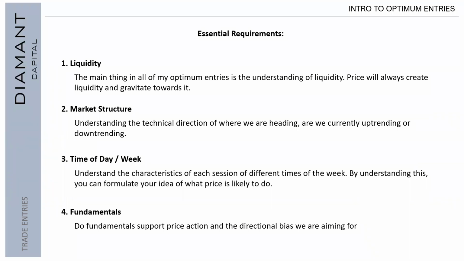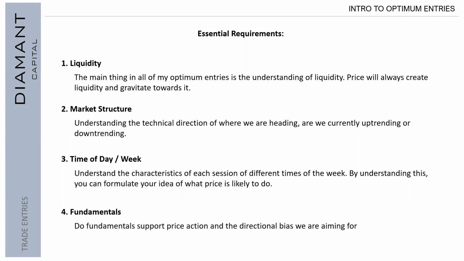Price will always create liquidity and gravitate towards it eventually. So remember how we've got the three types? They're the three types that I'd be looking for. You've got the buy side and the sell side liquidity. Then you've got the equal highs, equal lows. You've also got the liquidity voids that we also look at, and of course, trend line liquidity from the retail side.